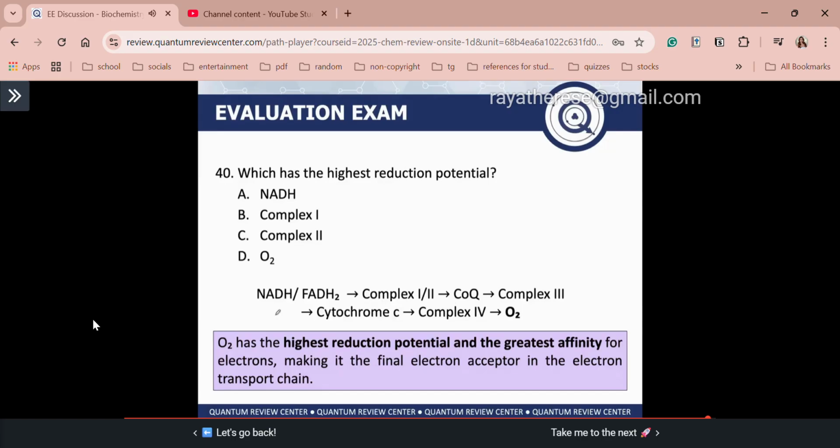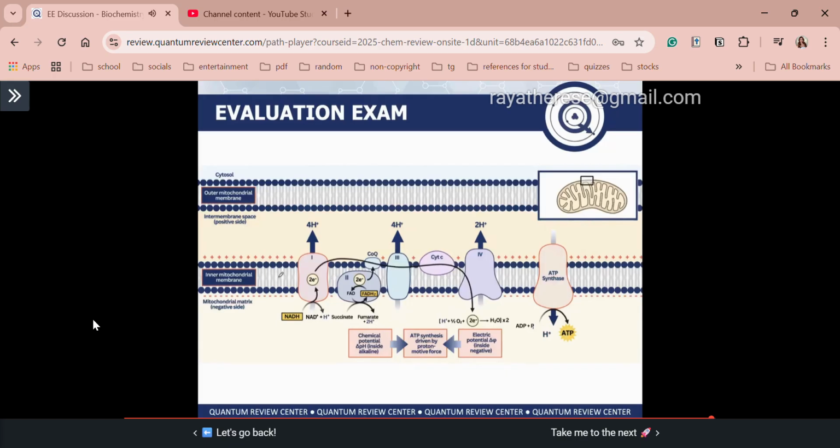Class, nagka-amnesia na, hindi na ba natandaan yung discussion? Again, si oxygen ang ating final electron acceptor, and thus it has the highest reduction potential and greatest affinity among all other electron carriers. Okay, for number 40, our answer is letter D. Ayan class, ang ating electron transport chain. Di ba? Si oxygen is actually in your complex 4. And this is your final electron transfer.